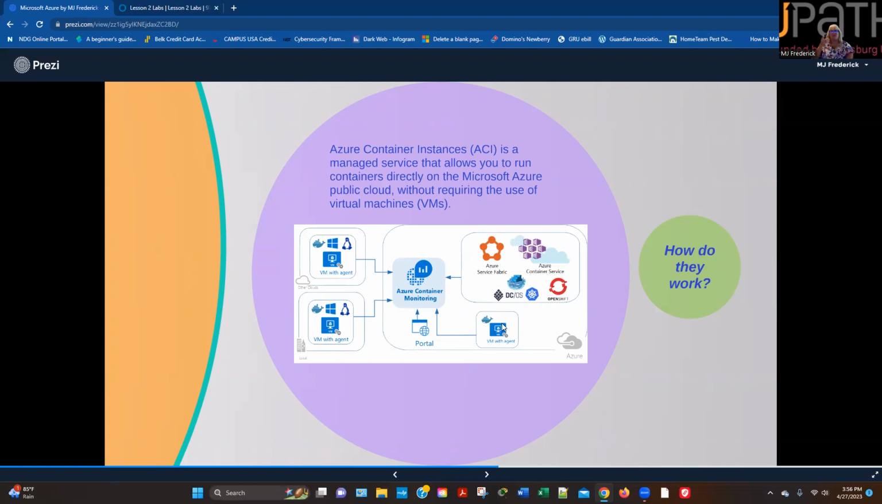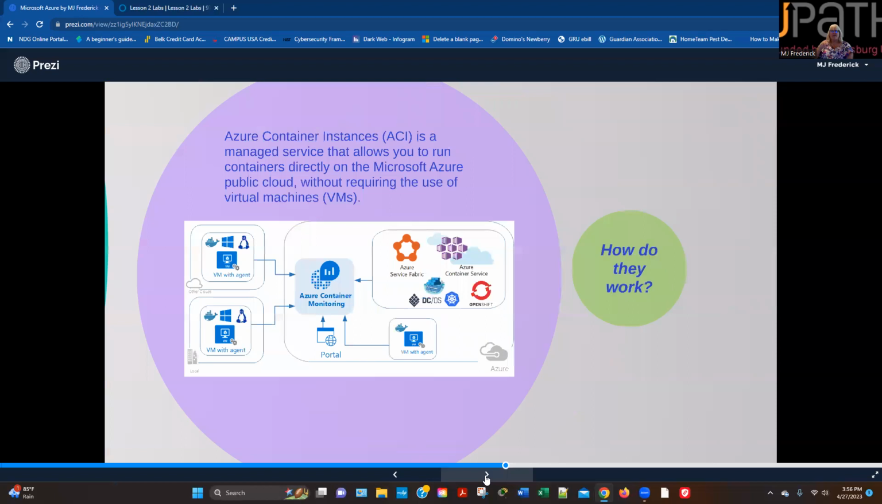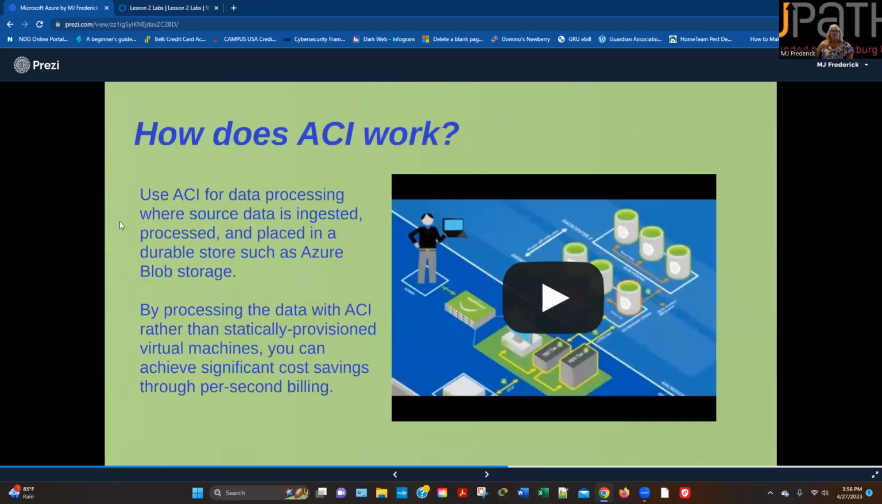Without having to have virtual machines involved. You're just containerizing, and you can have many containers. So how do these containers actually work? Well, what they do is they process the data, wherever that source data gets ingested or processed, and then they put it in what's known as the Azure Blob storage. Well, you saw a little bit about Blob. It was like a variety of stuff just thrown into the pot.